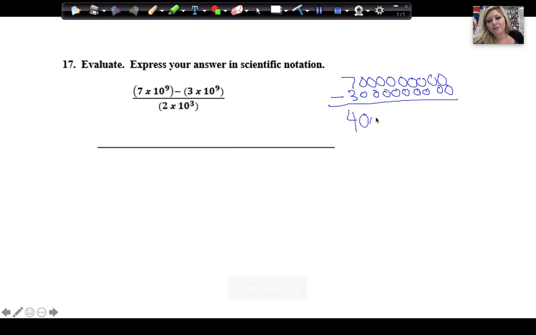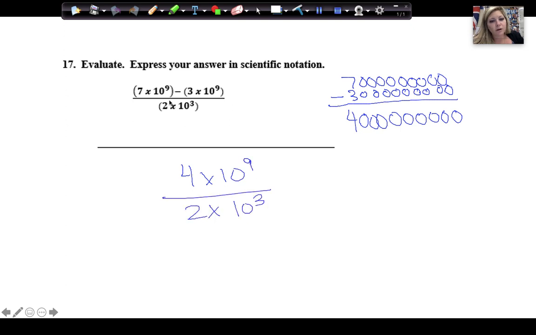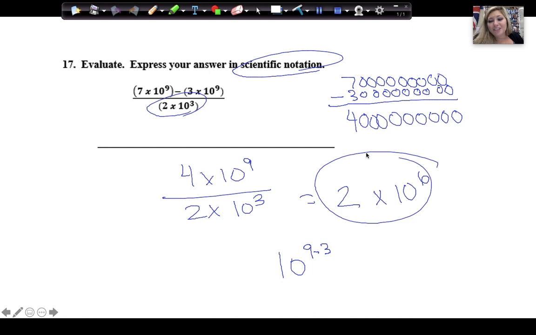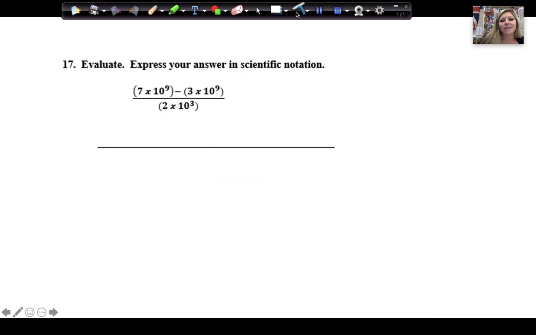And then 9 zeros. 1, 2, 3, 4, 5, 6, 7, 8, and 9. So 4 times 10 to the 9th divided by 2 times 10 to the third power. We keep this on the bottom still, and now we are going to divide the first two numbers and then subtract our exponents. So 4 divided by 2 is 2, and then 9 minus 3 is times 10 to the 6th power. It said express your answer in scientific notation, so we are going to leave it like that: 2 times 10 to the 6th power.